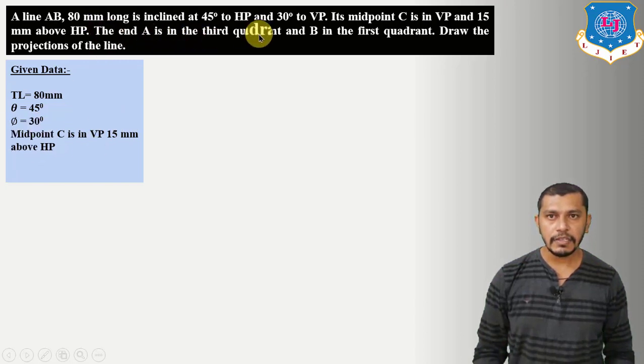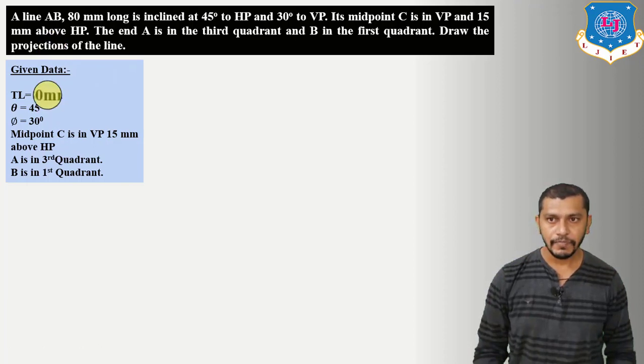The end A is in the third quadrant and end B is in the first quadrant. So end A of the line is in the third quadrant and end B of the line is in the first quadrant. Draw the projection of the line. So we have to draw the projection. That means we have to find out the plan and elevation length of the line.